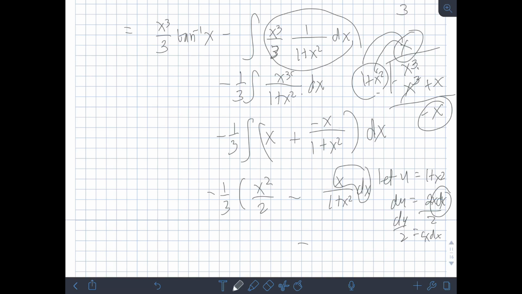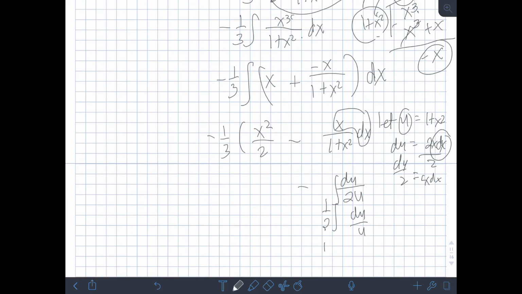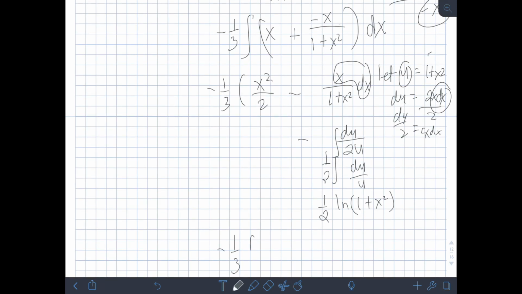Substitute natin. So, we have du over 2. Tapos, itong 1 plus x squared sa denominator, yun na lang. So, over u. So, parang integral ng 1/2 du over u. ln yan, diba? So, we have 1/2 ln u. And then, balik natin yung u dito sa 1 plus x squared. So, magiging ln of 1 plus x squared. So, therefore, ito na yun. So, negative 1/3, write ko lang nga, x squared over 2 minus 1 half ln 1 plus x squared.